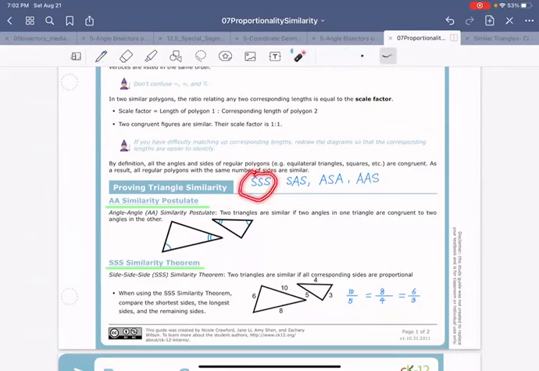So as long as you have side, side, side, or side angle side, but here, this angle has to be between these 2 sides. If we say SSA, that one is not working, okay? Next one is ASA. The last one is AAS.